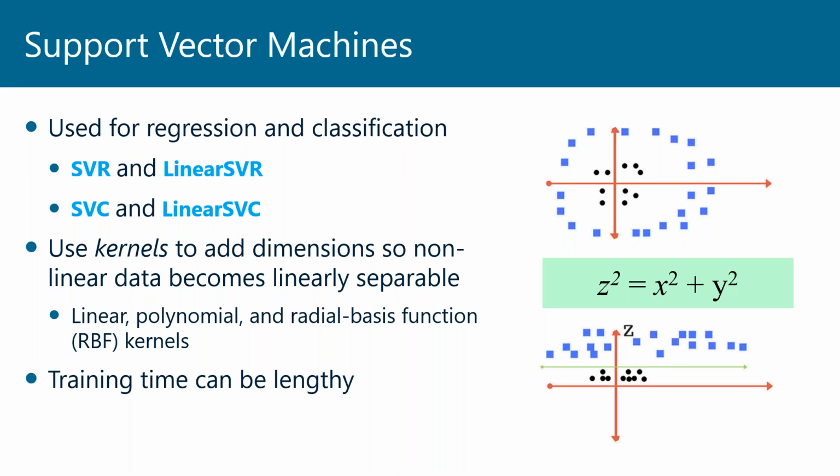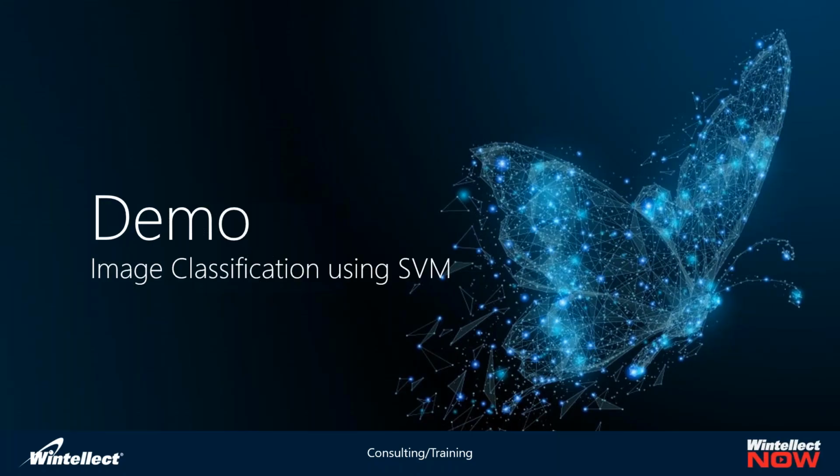So SVM, mathematically, can be incredibly complicated, but in Scikit, we have a couple of classes that make it easy. There's LinearSVR for regression using SVM, and LinearSVC and SVC for classification models that use SVMs.